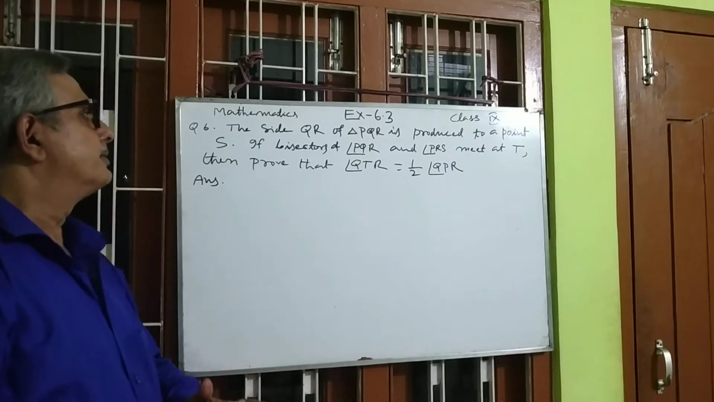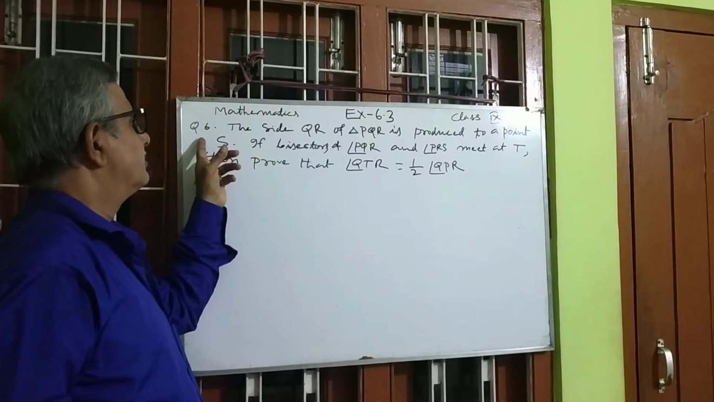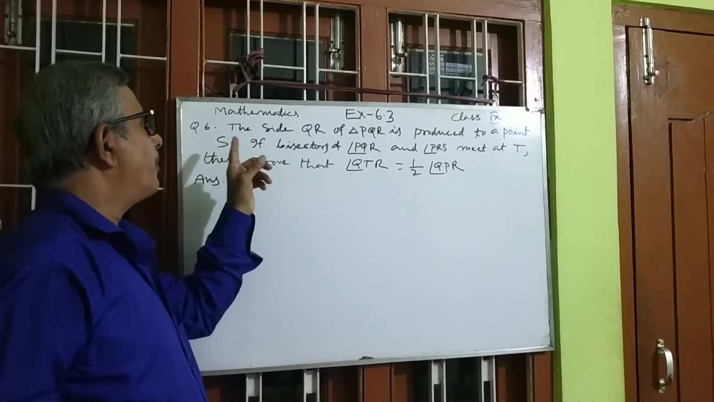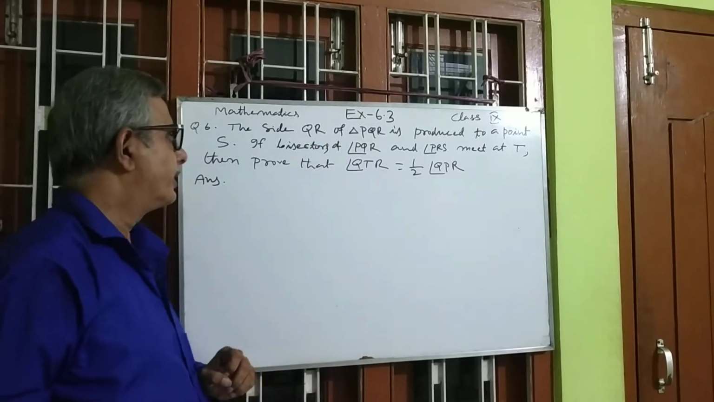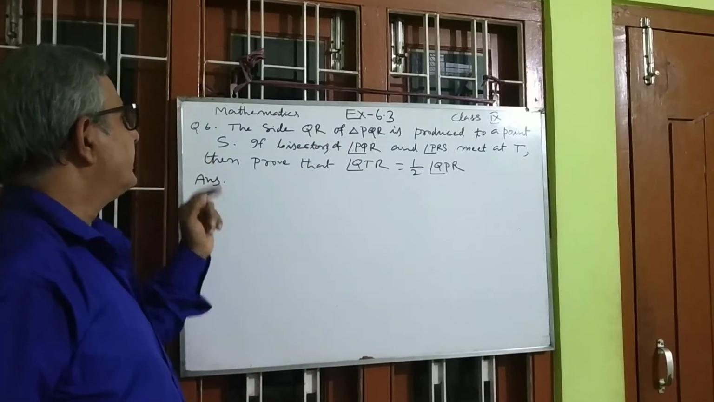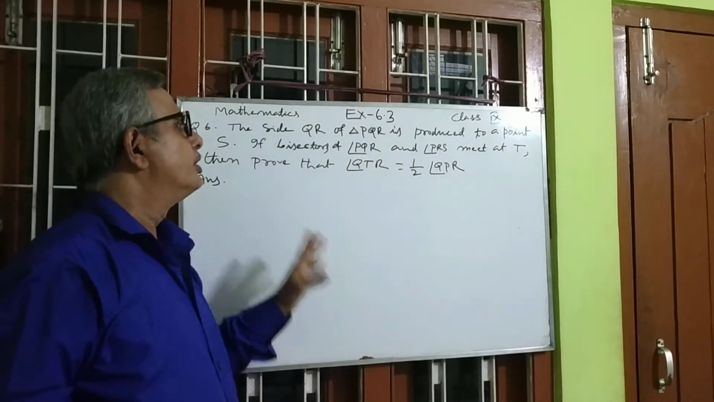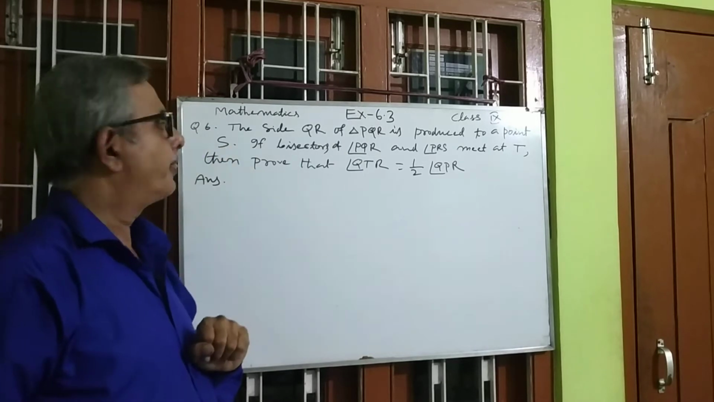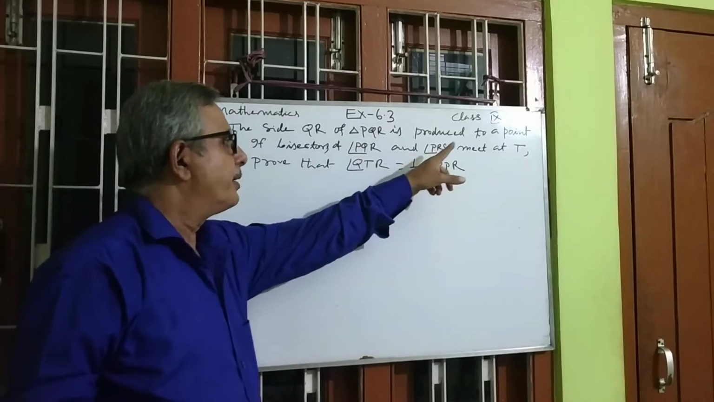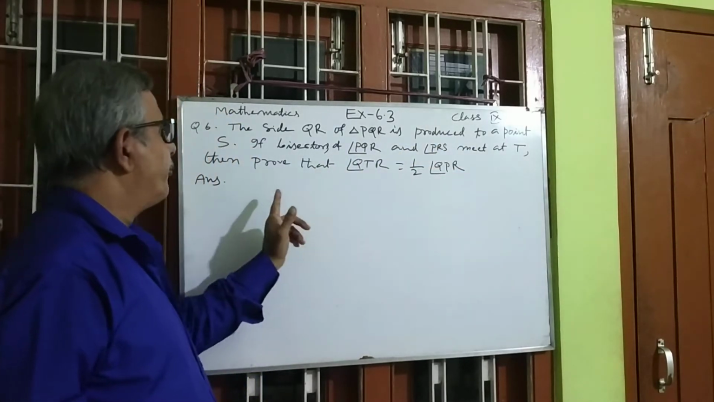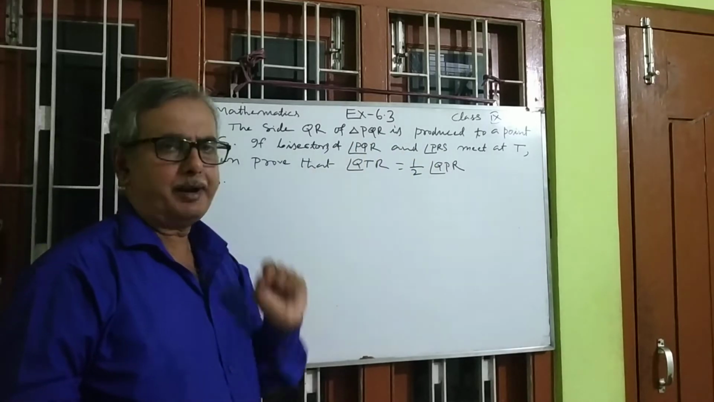My dear students, exercise 6.3. This is question number 6. This question is from the NCERT book for class 9. Here you see, the question is given: the side QR of triangle PQR is produced to a point S. If the bisectors of angle PQR and angle PRS meet at T, then prove that angle QTR is half of angle QPR.